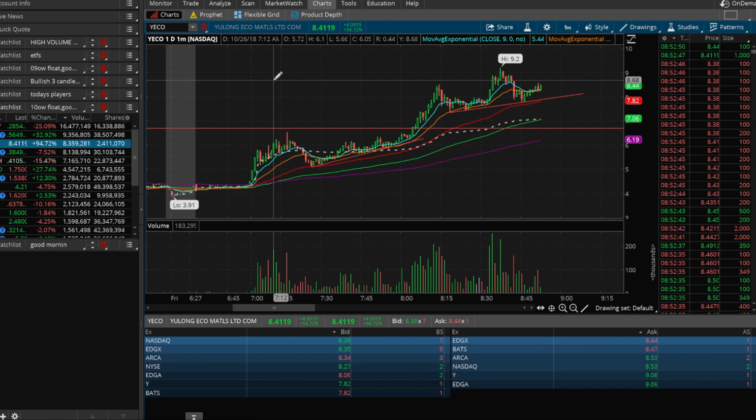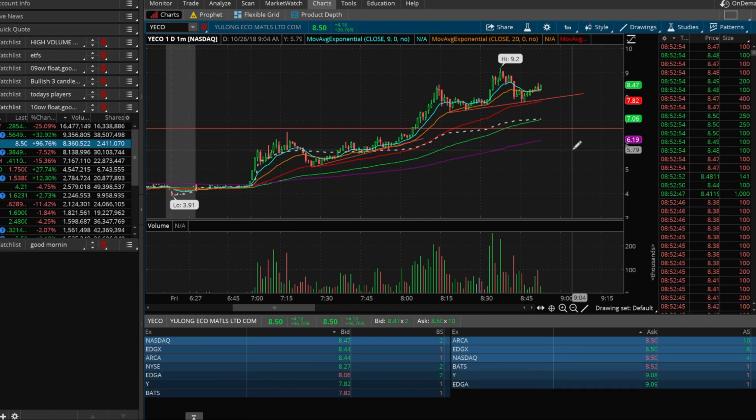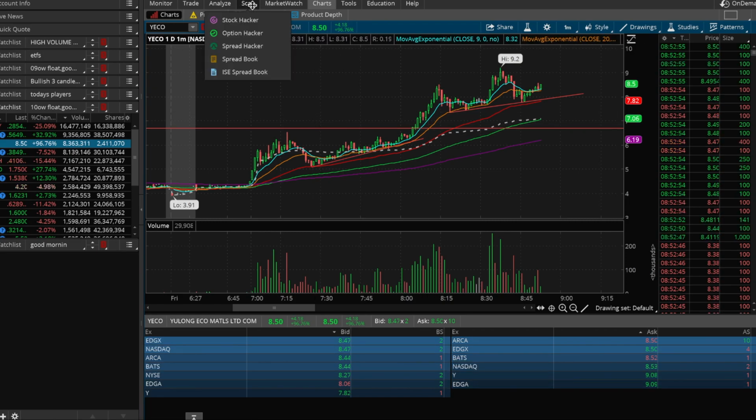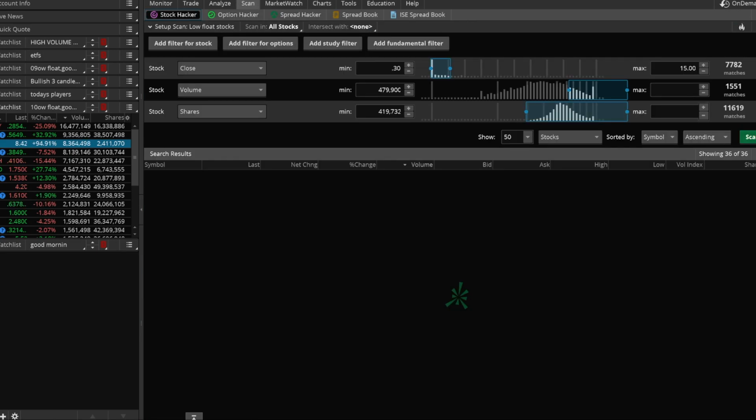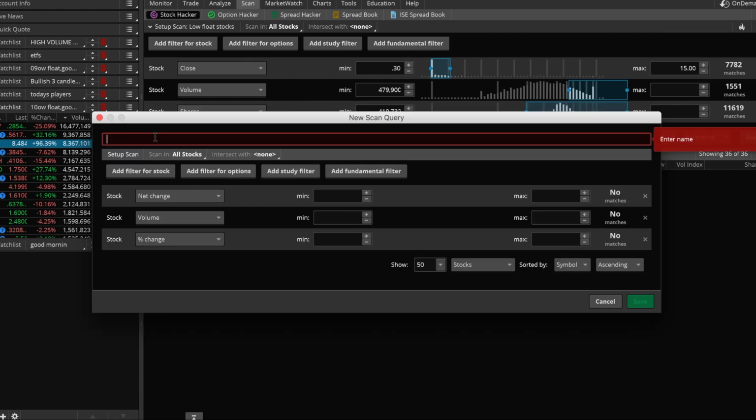So let's not waste time and get started on how to set up a scan in ThinkorSwim to find these types of stocks. You're going to go to the scan tab and create a new one, which is going to the load scan and then create scan. Let's name this low float momentum.